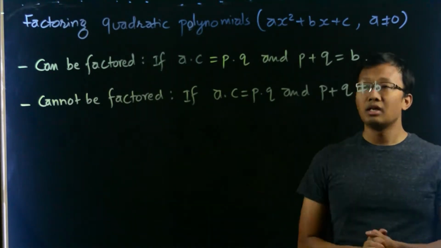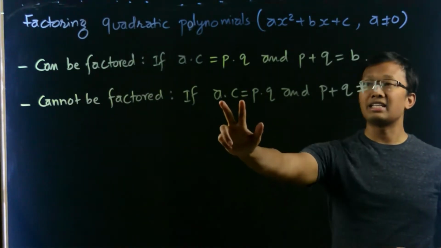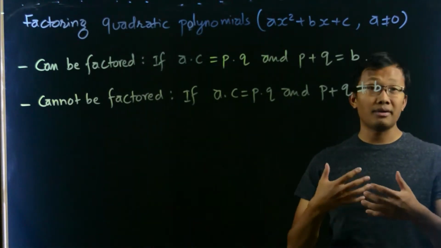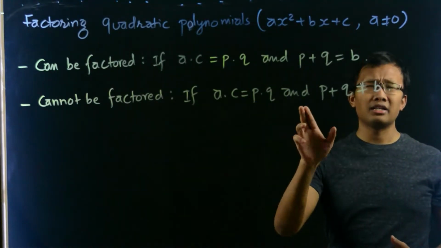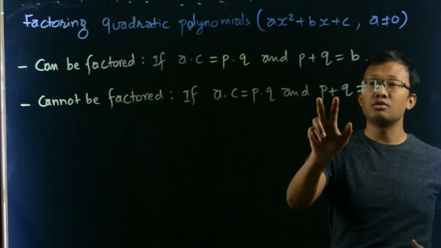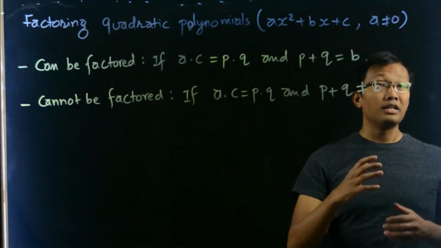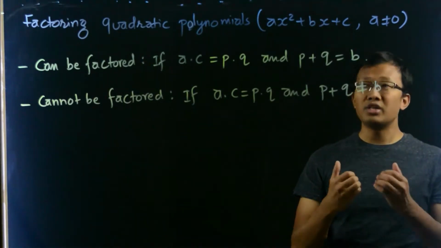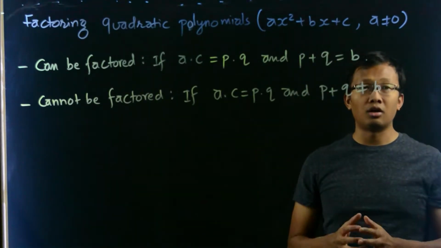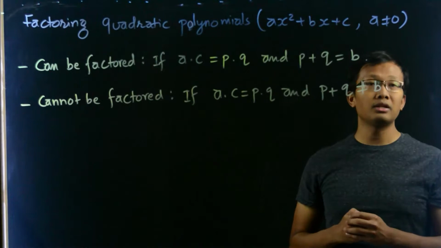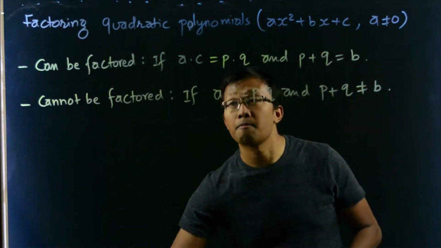If not, let's suppose we multiply a times c and try various combinations of their factors p times q, and none of the factors p times q will add up to b. In this case, we say that this quadratic polynomial cannot be factored, or this polynomial is prime.